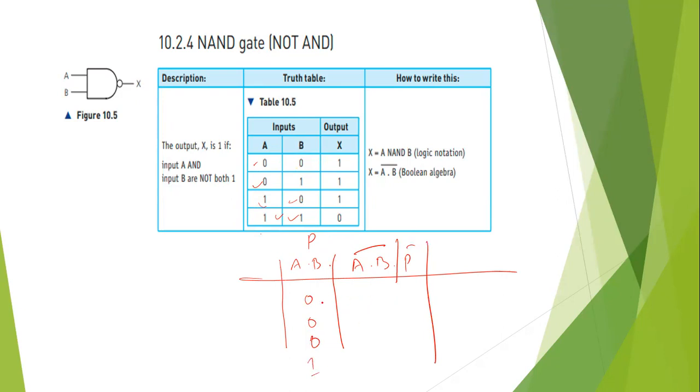Now you can revert this one. This would be 1, this would be 1, this would be 1, and this would be 0. So you can see this output is the final output. You can write this one X equal to A and B. So this is logic statement, and in Boolean you can write X equal to A dot B bar. So first the AND operation is performed, then you can revert the AND output, so it will be the original ones.